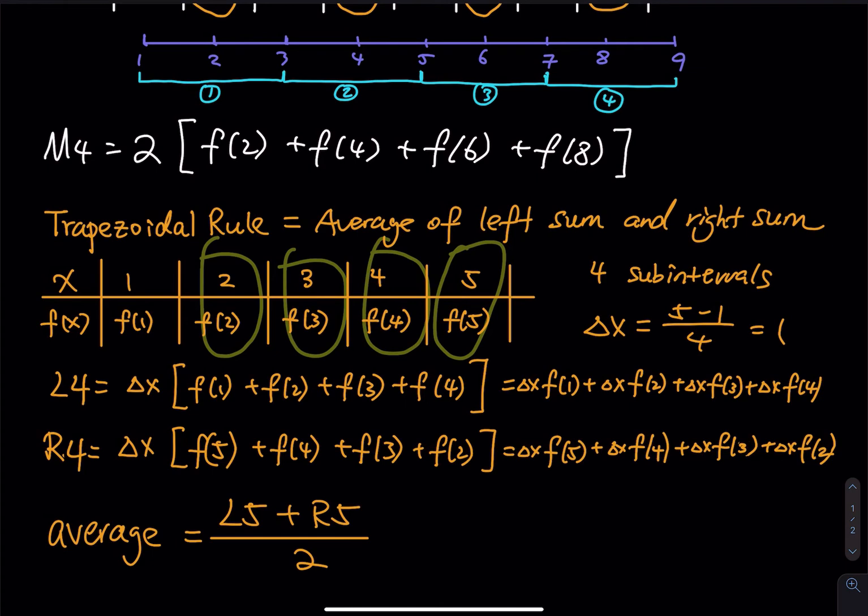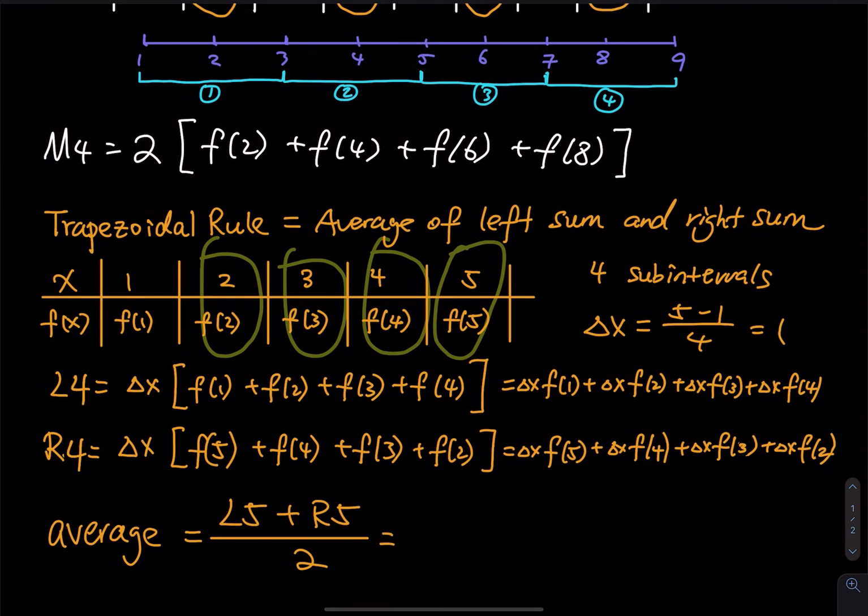Now, I said that the trapezoidal rule is the average of the left sum and right sum. So what is average? Average means you add up 2 sums and then you divide it by 2, right? So what I want you to do is, if you look all the way on the right, we have a bunch of delta x times an f value, right? So why don't you add them and then divide it by 2 for me? So let's do that right now.